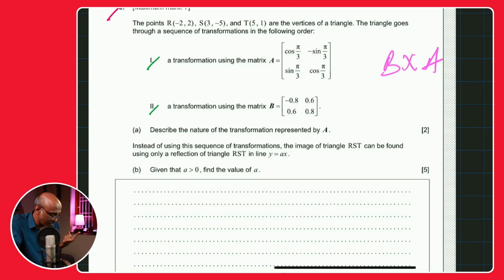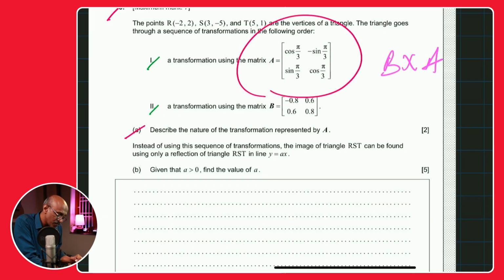With that, this question is literally 7 points in your pocket. They've given you the two matrices A and B, A followed by B, so B cross A. Part A asks you to describe the nature of the transformation represented by A. Matrix A is cos of pi by 3, negative sin pi by 3. That's clearly an anticlockwise rotation, with pi by 3 as the angle about the origin.